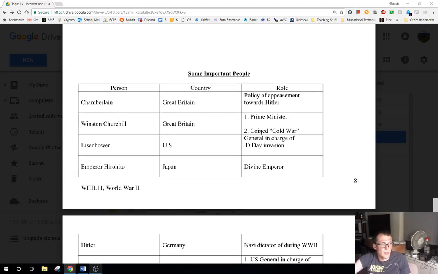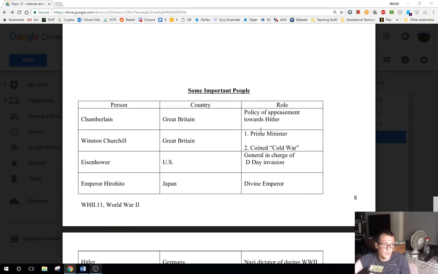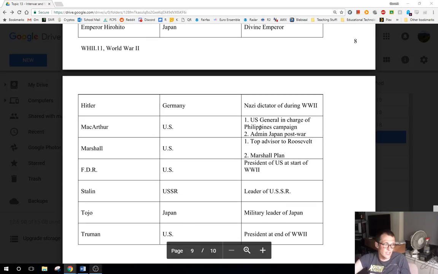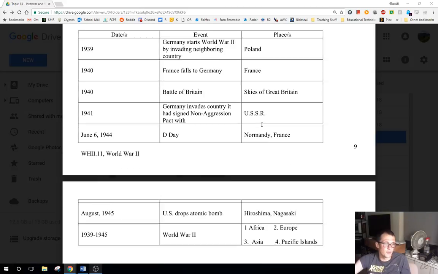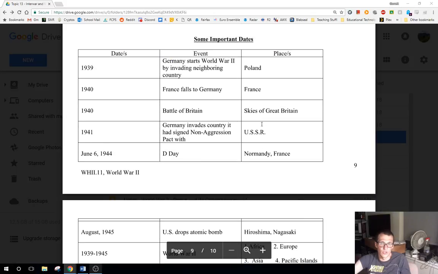So there's a whole bunch of people here as well that you can take a look at on the study guide and the answer key to help you with your people project. Remember, your people project is going to be due the day of the test, whenever that's going to be. So there's people, and there's some dates that you should also know.